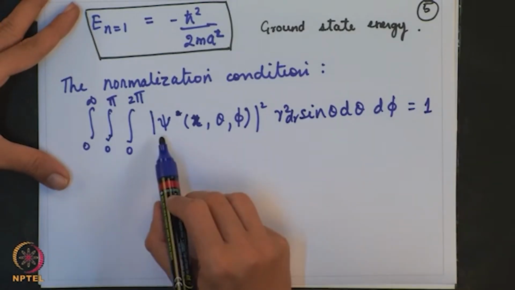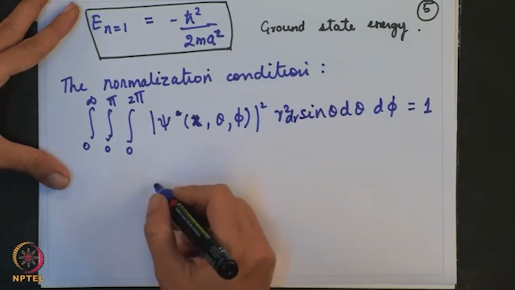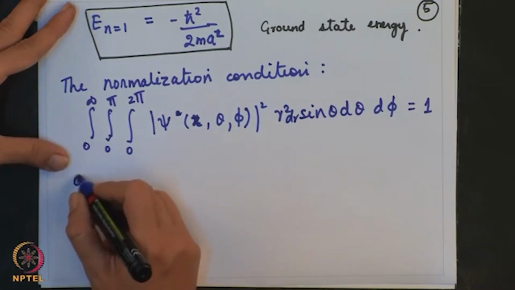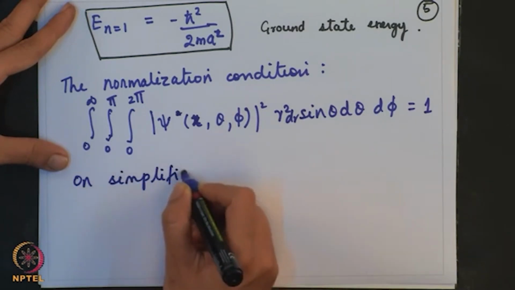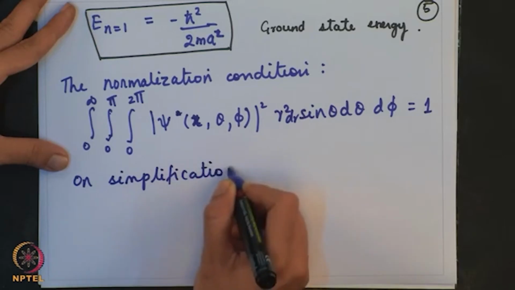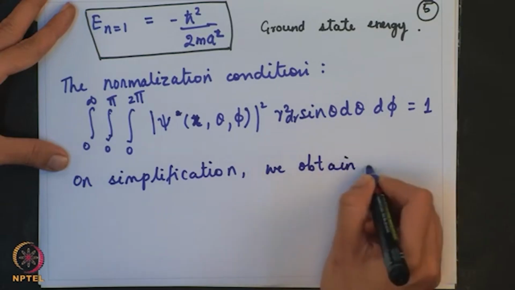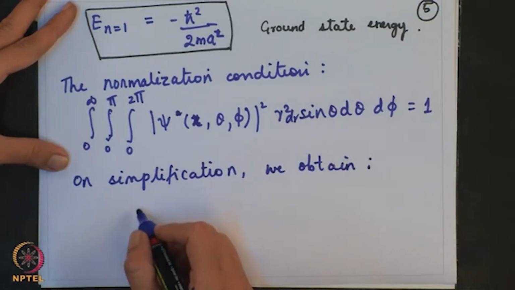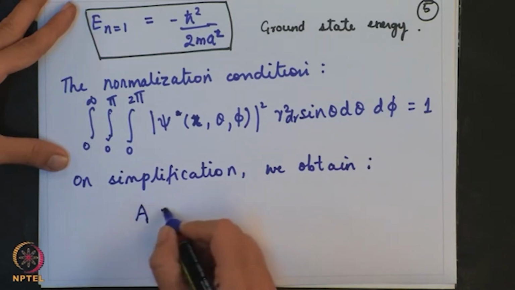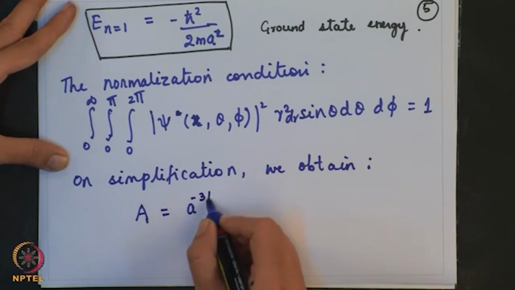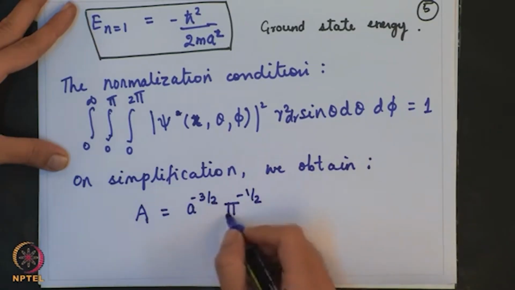So, we know the value of the wave function given to us, that is A square exponent of... So, on simplification, we obtain the value of capital A as this. You can check, it is not difficult, and I have given you the hint.